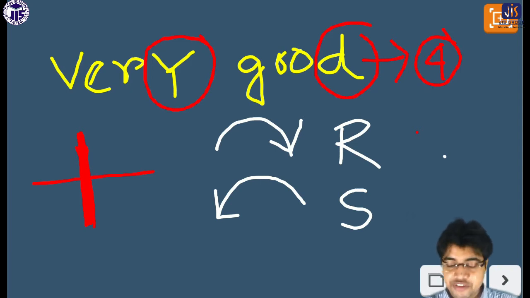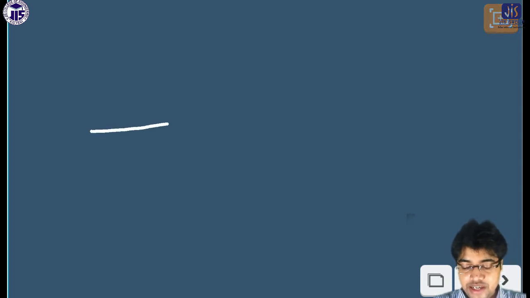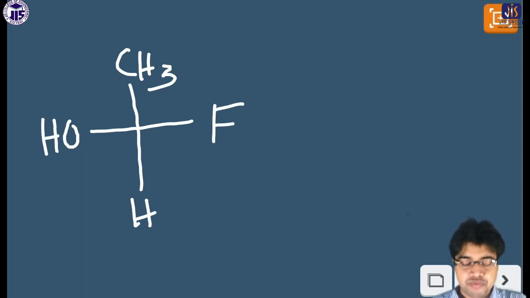Keep in mind, if D, the fourth priority group, is on the y-axis, then rotation in the clockwise direction will be R, and rotation in the anti-clockwise direction will be S. So what will be the example? We can take a very common, simple example, like this compound: CH3, H, OH and F. Most common example.